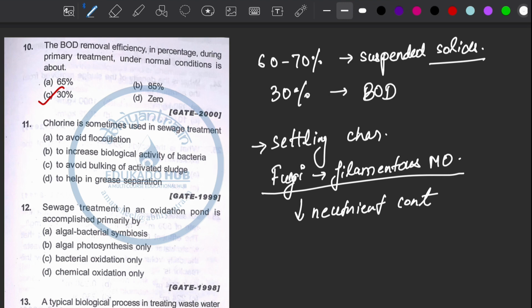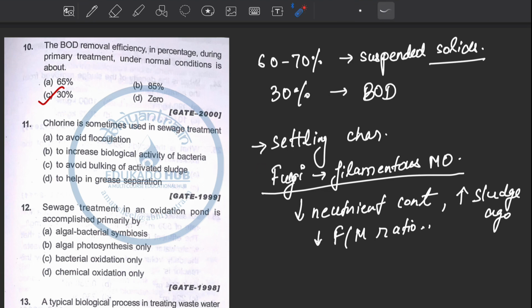And another thing which causes these filamentous microorganisms are high sludge age and low food to mass ratio. If this is also kept low, then there will be chances of sludge settling problems. Now, the most successful method to control these types of microorganisms, which are fungi, filamentous microorganisms, is the reduction of sludge age to less than 6 days.